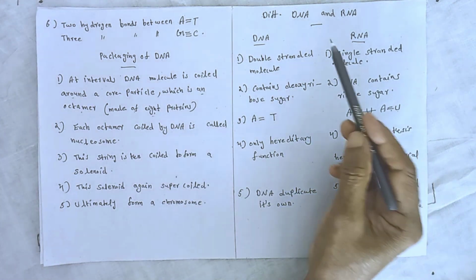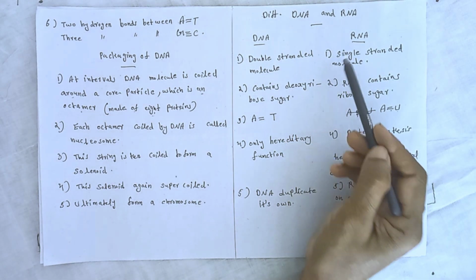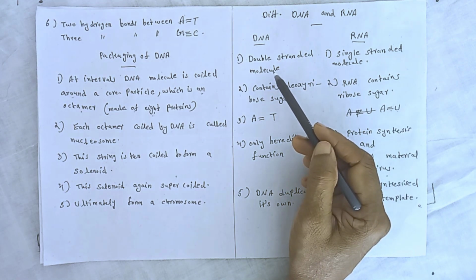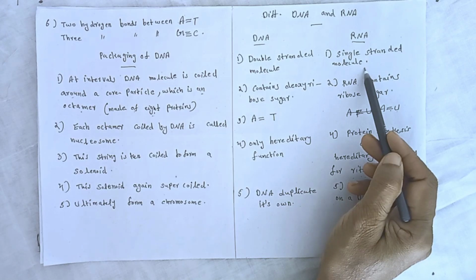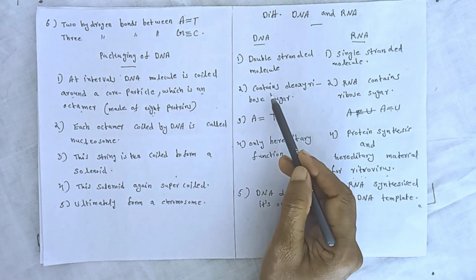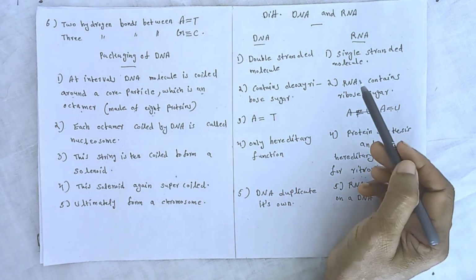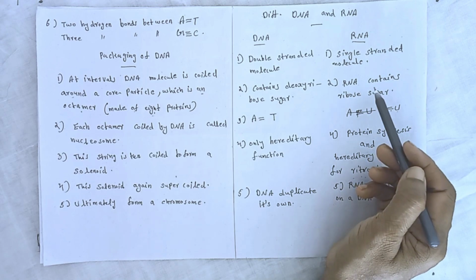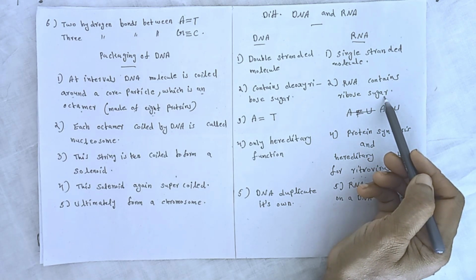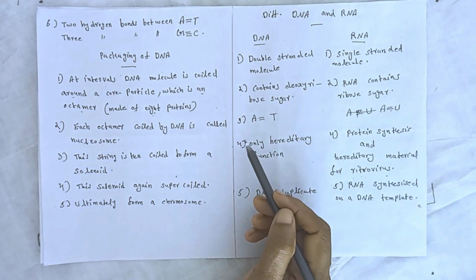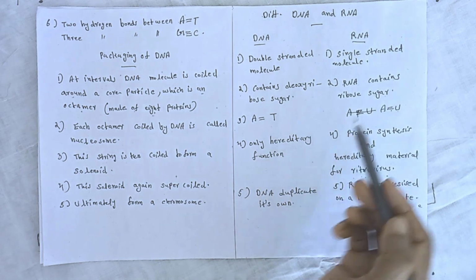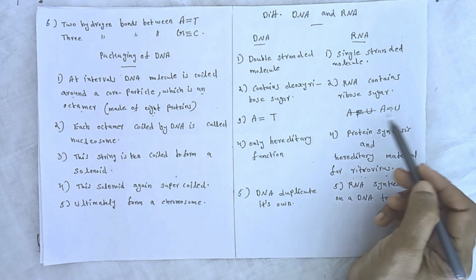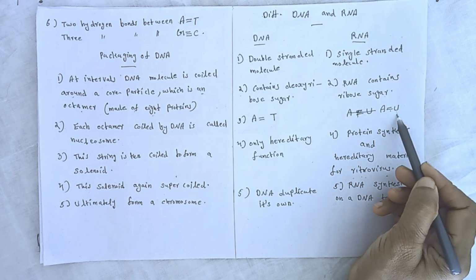Next, difference between DNA and RNA. DNA is a double-stranded molecule, but RNAs are single-stranded molecules. DNA contains deoxyribose sugar, but RNA contains ribose sugar. In DNA, adenine is complementary to thymine, but in RNA, adenine is complementary to uracil, not thymine.